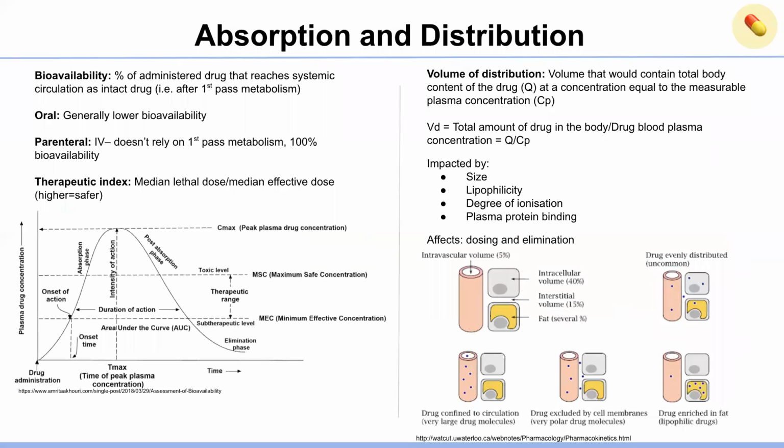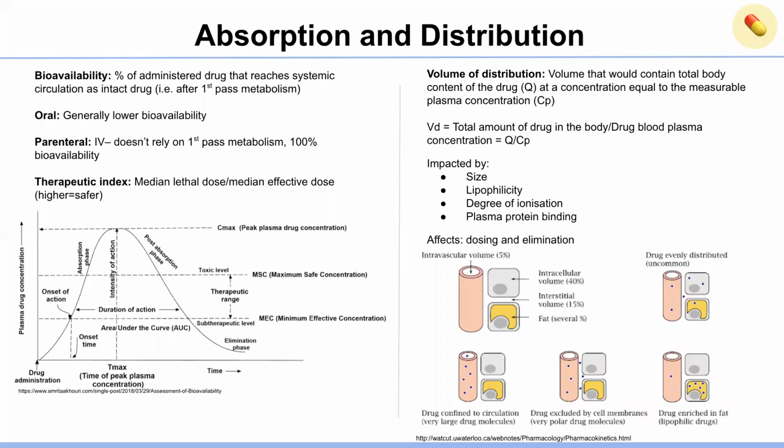Okay, so absorption and distribution. The first definition I want to go through is bioavailability, and that's the percentage of the administered drug that actually reaches the systemic circulation. Now, if it's oral, it has to go through the gut, so usually not all of the drug makes it. On the other hand, if it's intravenous, well, then it's going directly into the systemic circulation, so the bioavailability is 100%.